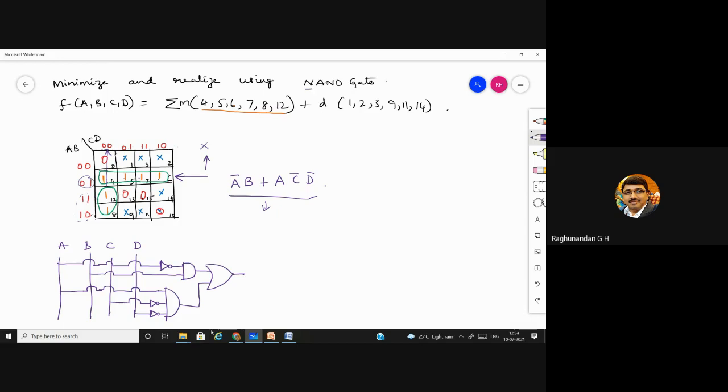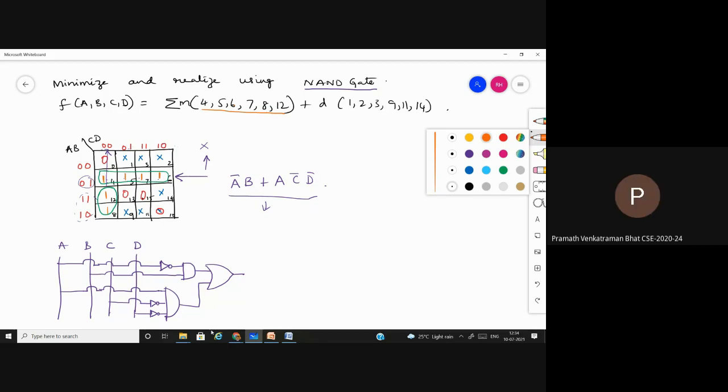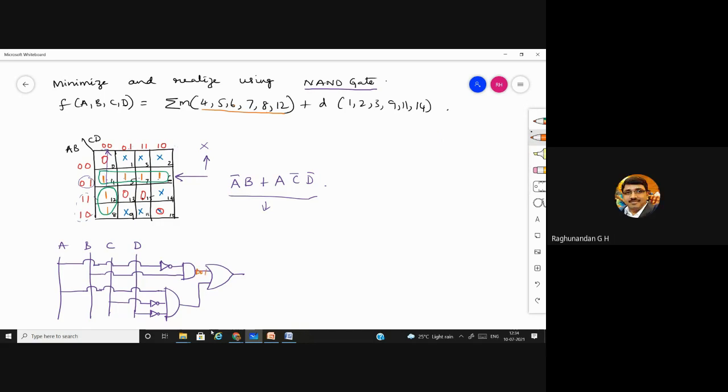In the question, they've asked for NAND realization. For NAND realization, what we need to do? Where will you be putting the NOT gate? So now I need to insert NOT gates for the AND: at the AND gate output side, and at the OR gate input side. OR gate input side, OR gate input side, AND gate output side. Okay, so we have done that step.